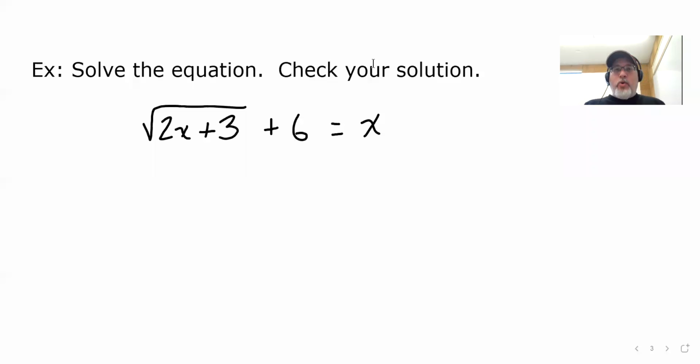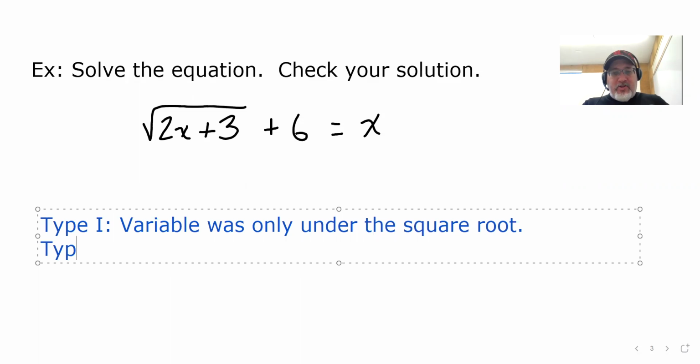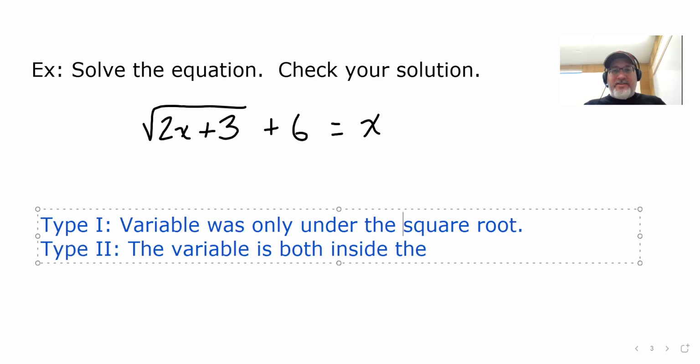This classification of equations is kind of my own wording. I'm sure there are other ways to describe it. But when I said type 1, what I meant was the variable was only under the square root. By type 2, I mean that the variable is both inside the square root, and let's change this to inside instead of under for contrast. So the variable is only inside the square root in type 1.